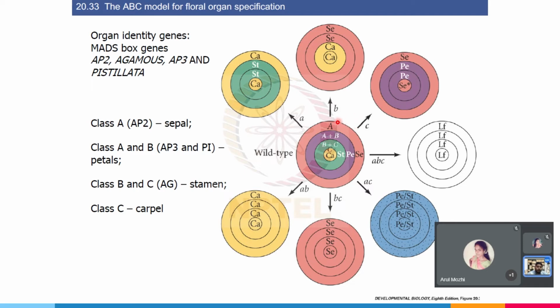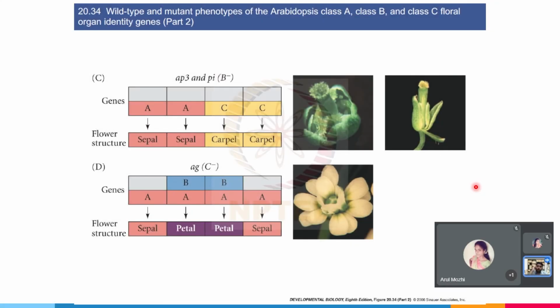And this is the wild type, with the class A forming sepals on the outside, class A and B together forming petals, class B and C forming stamens, and finally class C forming carpels. And these are the mutants that we will just talk about now. So here we'll look at the wild type and mutant phenotypes of Arabidopsis class A, B, and C floral organ identity genes. And so what happens when we knock them out? So the first one we are going to talk about here, which is directly related to the question itself: what happens if we knock out the B class of genes?